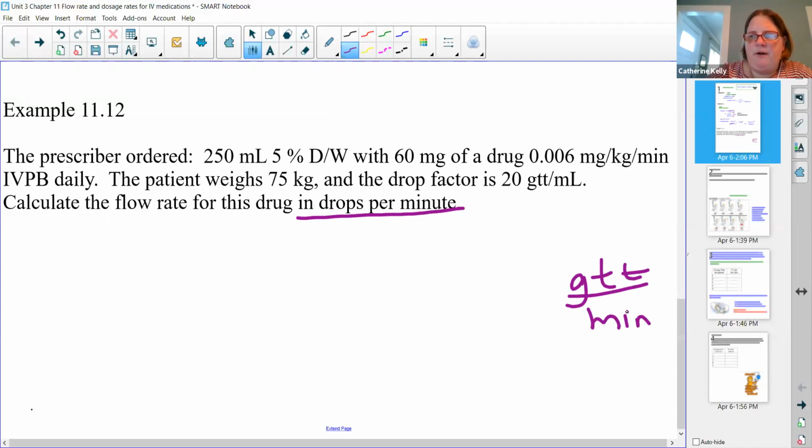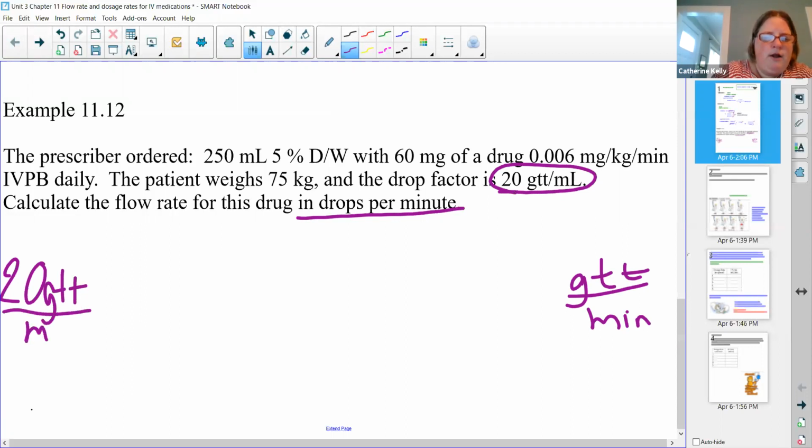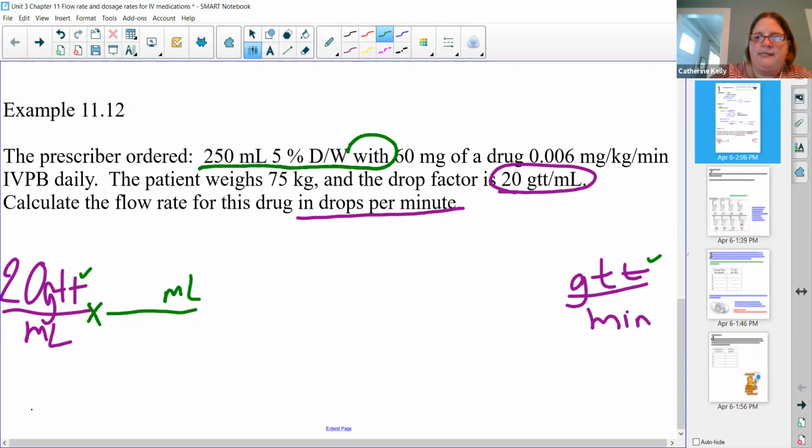When I look up here, I have 20 drops per milliliter, so I'm going to start with that. The reason I started with that is so that drops would stay on top. All I have to do is change the bottom until it gets to minutes. So I'm going to put milliliters here. Then I look for something with milliliters in it, and I see 250 milliliters with 60 milligrams.